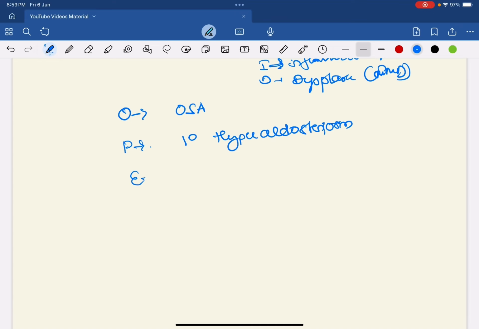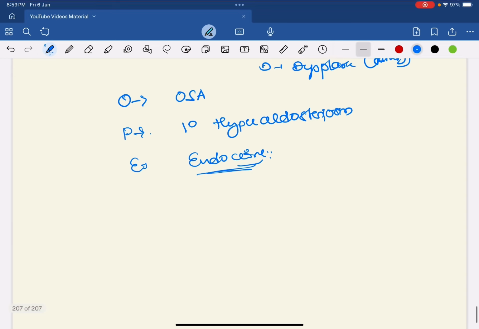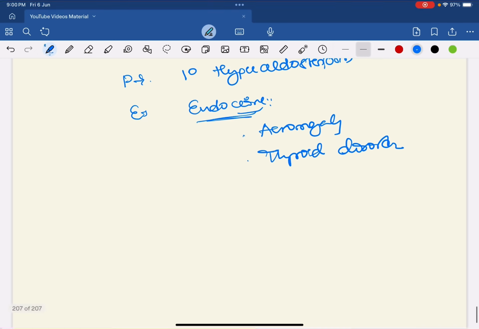In CROPED, E stands for endocrine. E also stands for ethanol, chronic ethanol abuse. Endocrine like hyperparathyroidism. Okay, let's come from the top. Pituitary, we have acromegaly. Thyroid, we have hypo or hyperthyroidism, thyroid disorder. Then parathyroid, hyperparathyroidism.